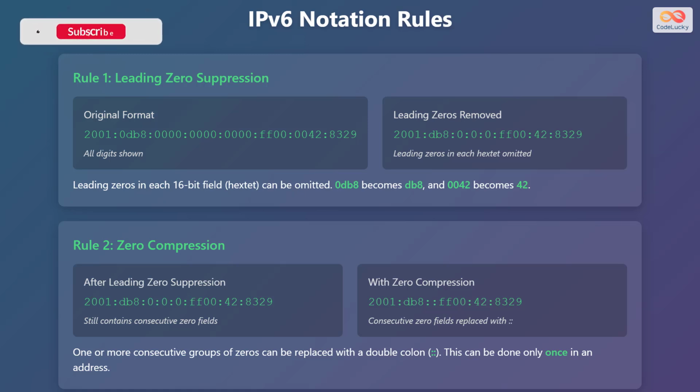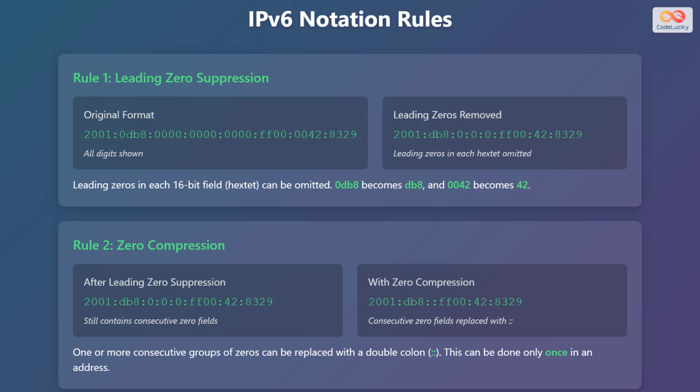Let's explore the notation rules for Internet Protocol version 6 addresses. The first rule is leading zero suppression. In each 16-bit field, also known as a hextet, leading zeros can be omitted. For example, 0db8 becomes db8, and 0042 becomes 42.